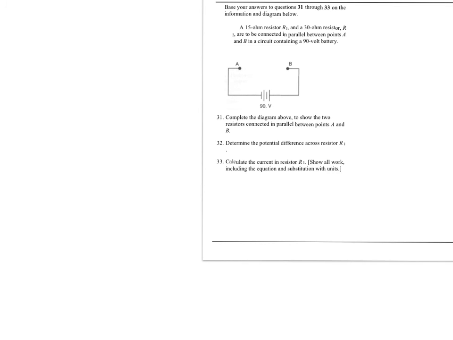Now we're on numbers 31 to 33 based on this. We want to complete the diagram above to show two resistors connected in parallel between points A and B. So we have 15 ohms and 30 ohms connected in parallel. The way to show this is like this. Just like that. We have 15 ohms on top and then 30 ohms on the bottom. Either way is acceptable.